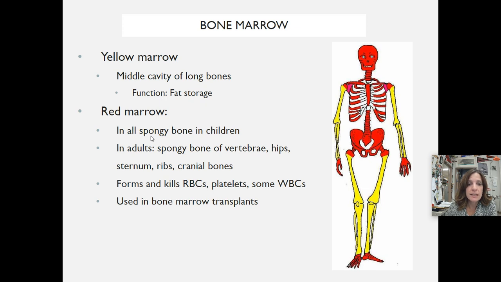And red marrow is in your spongy bone, and that's mainly in your vertebrae and your hips and your skull and your ribs. And the red marrow is where you form red blood cells and platelets and white blood cells. If you hear people getting bone marrow transplants, it's from their red marrow. And really where they get it is they go into the hips. So you can get your bone marrow tested and get on the list for people who have like leukemia, who need a bone marrow transplant.